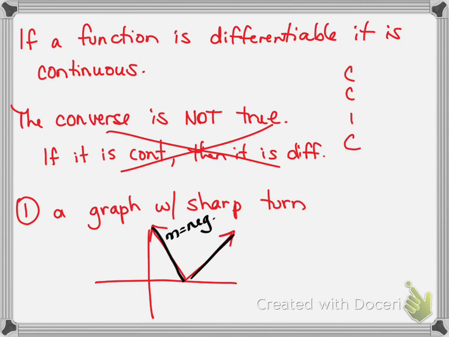And then look at the slope of that line. That's positive. So these two values aren't the same. I have a sharp turn right here at this point. I decrease and then it changes abruptly and it's increasing at a sharp angle. That is not differentiable.